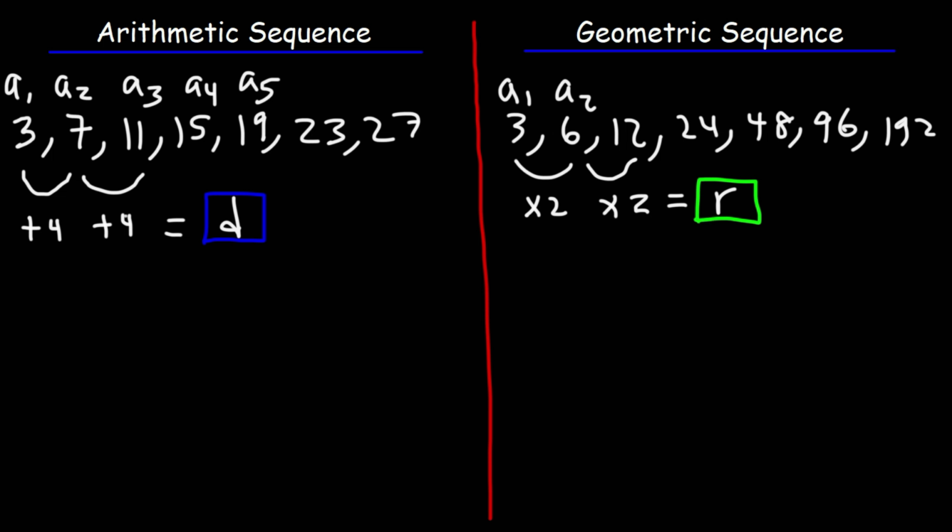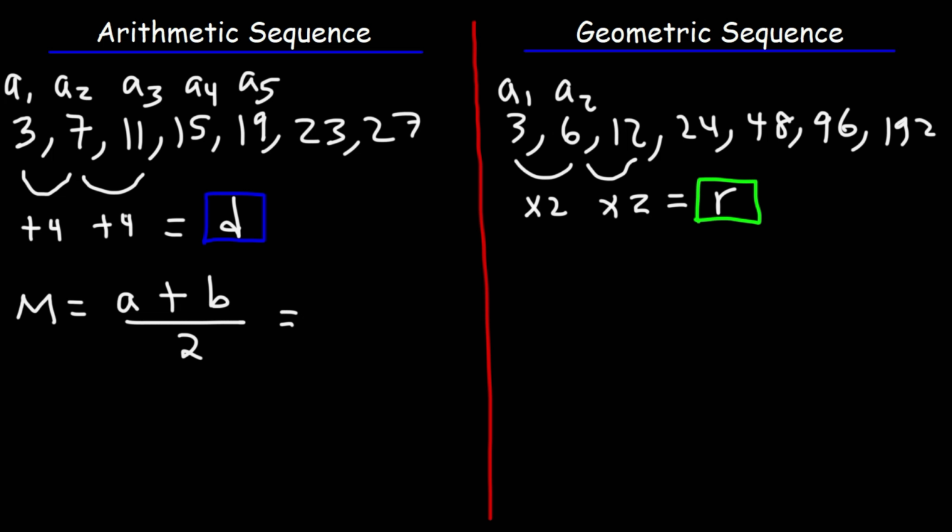So in an arithmetic sequence, the pattern is based on addition and subtraction. In a geometric sequence, the pattern is based on multiplication and division. Now, the next thing that we need to talk about is the mean: how to calculate the arithmetic mean and the geometric mean. The arithmetic mean is basically the average of two numbers. It's a plus b divided by 2.